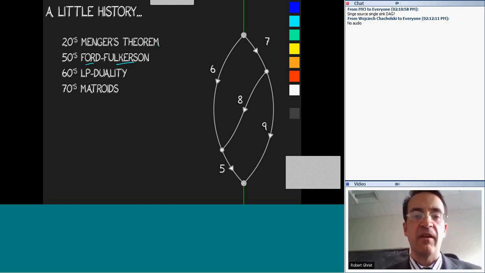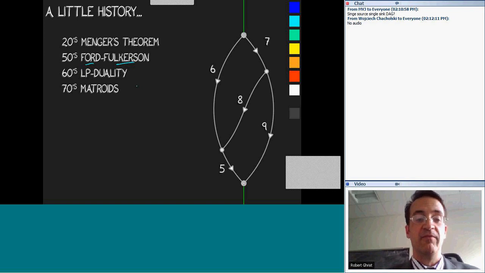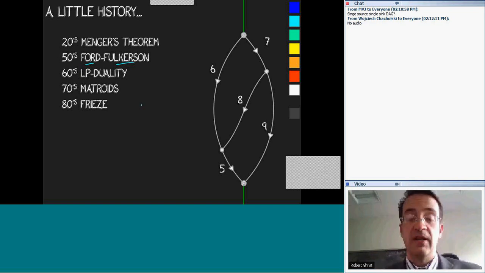I think this is from the 1970s or so. I can't remember who did matroid duality. Please forgive me. In the 80s, we get a very algebraic version of this due to Frieze. It works for totally ordered commutative monoids with some cancellative properties to them. What I'm going to be talking about today is a far-reaching generalization of the result of Frieze.